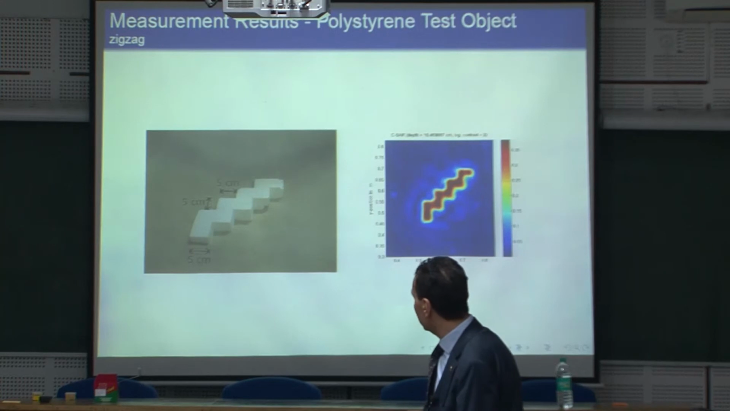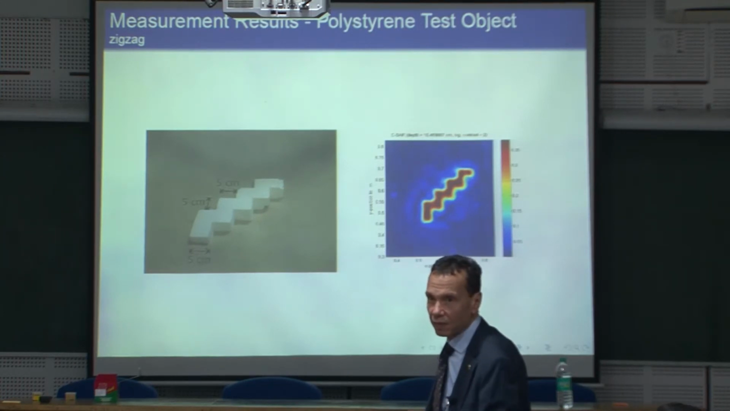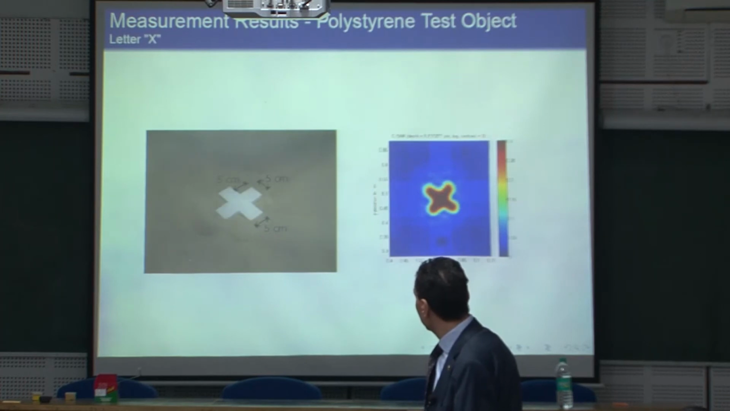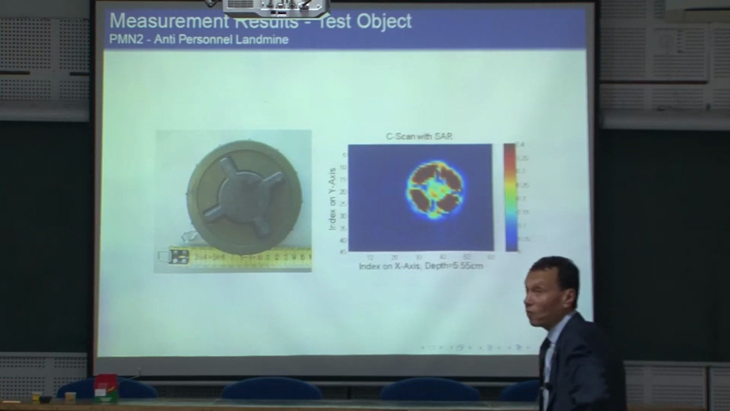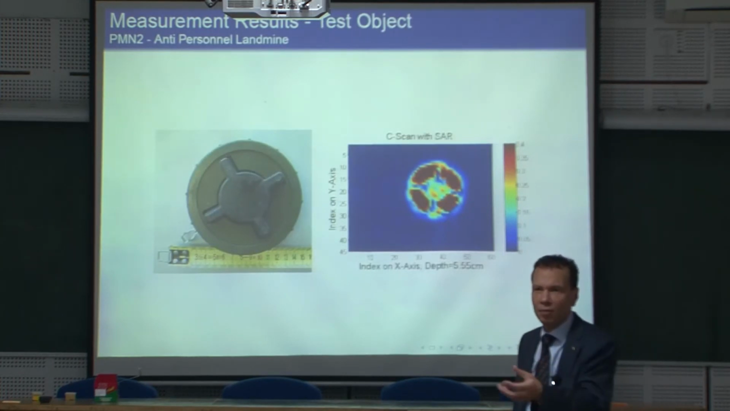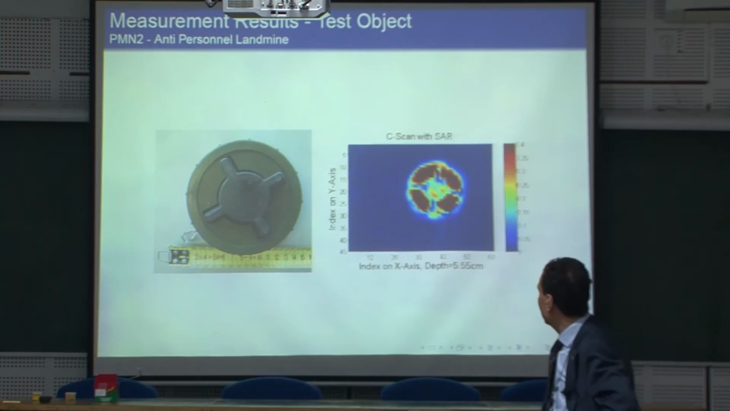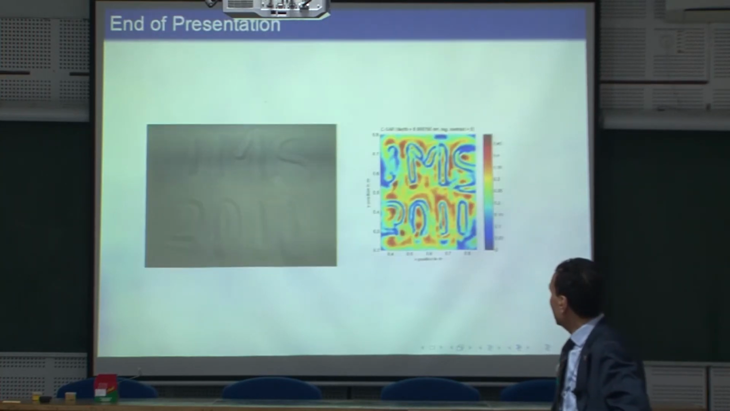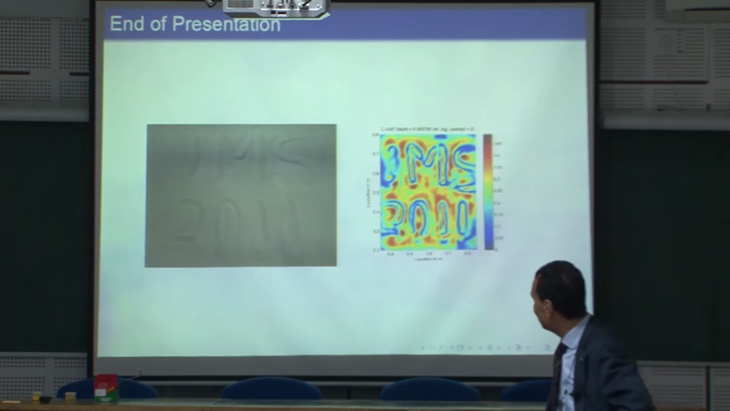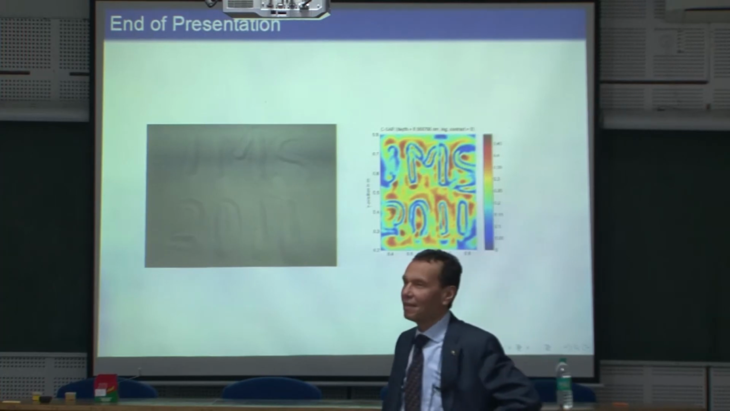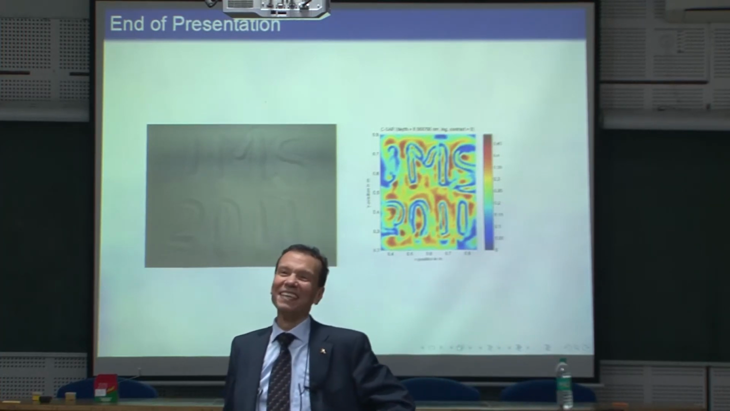of a stair. And of course, this stair is very challenging because of this effect of this small radar cross section. This is of a cross. This is again of this. This is of a real mine, but not a live mine. It's dummy. This is, he wrote IMS 2011, and he reconstructed IMS 2011, just for fun. I think this was the end of the presentation, yes. Okay, so I'm done.